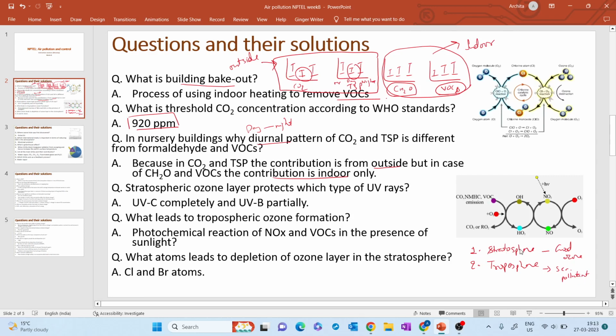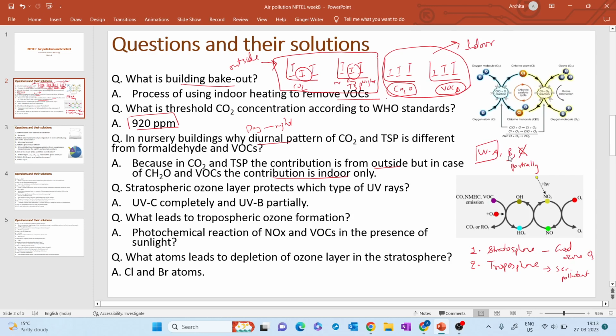And that makes the same entity good or bad in different environments or different layers. So the ozone in the stratosphere has a purpose: it helps in capturing the UV radiation. But there are three different types of UV: UVA, B, and C. Now it does not capture all of it. It captures C completely and B partially, and the only UV ray that reaches the earth is UVA, which is less harmful.